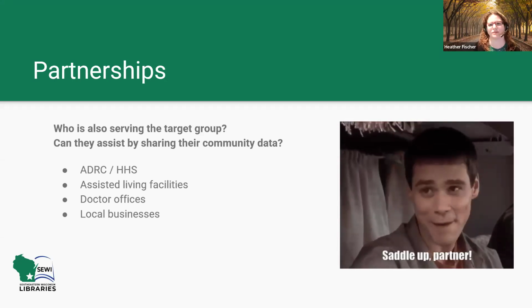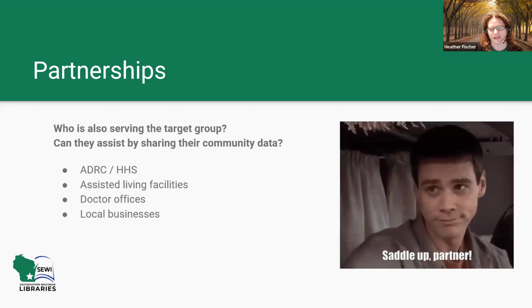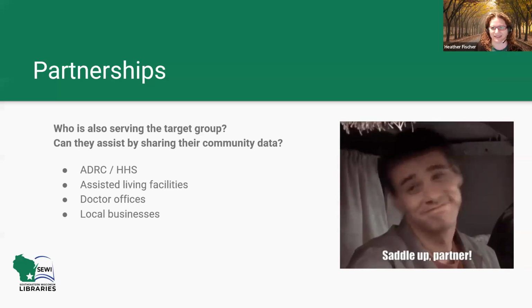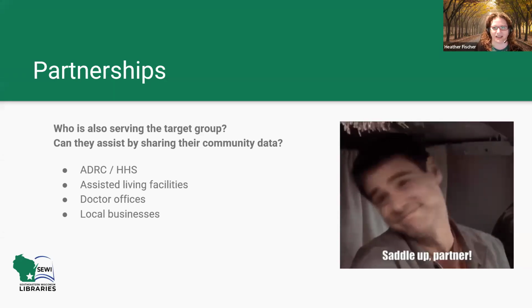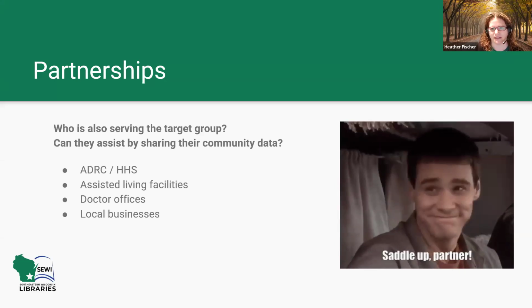competitors, and possible roadblocks. In the who are potential partners category, so the who else serves this group? What local organizations or businesses could you add here? It could be the Aging and Disability Resource Center, Department of Health and Human Services, assisted living facilities, medical offices, and local businesses.